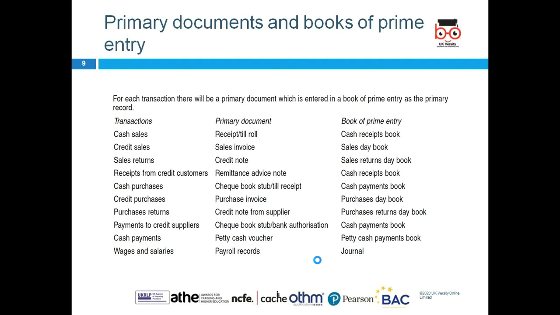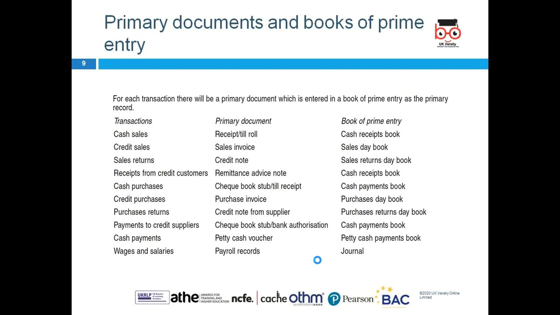And what are the key things? Transactions: a cash sale is one transaction, a credit sale is one transaction, a salary payment is one transaction. We record primary documents like sales invoices, purchase invoices, credit notes and vouchers. All these are primary documents.